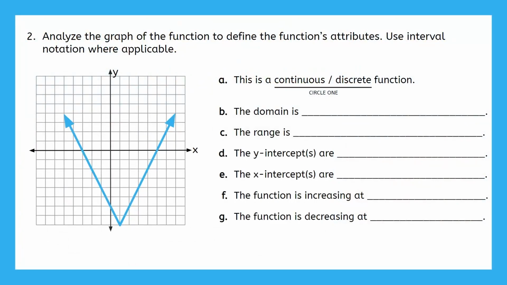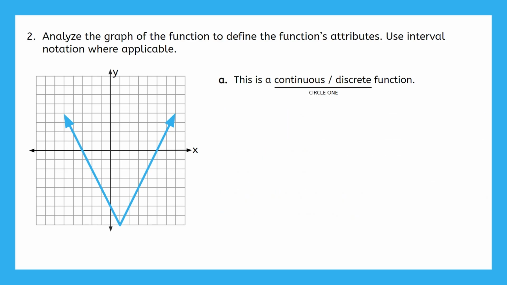This example problem asks us to analyze the graph of the function to define the function's attributes using interval notation where applicable. Let's start with part A first. Since this function is represented by a single unbroken line, it is a continuous function. The domain includes all of these real numbers from negative infinity on the left to infinity on the right.